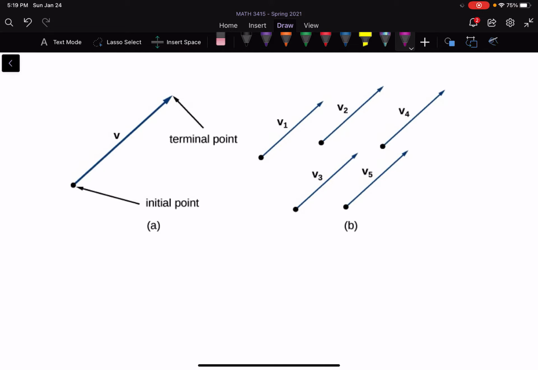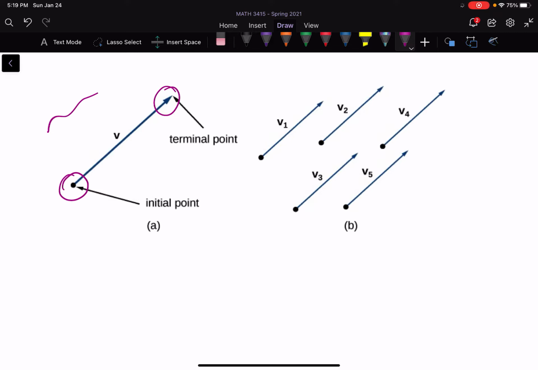All right, so let's look at some vocabulary. This is an example of a vector. A lot of times we represent vectors by arrows because the length of the arrow is the magnitude, and where the arrow is pointing is of course the direction. If we have a vector that looks like this, then this point right here is usually called the initial point, and the point that has the arrowhead on it is called the terminal point.